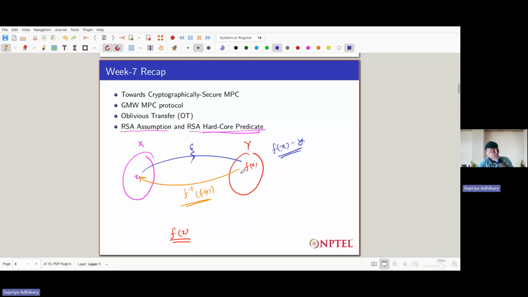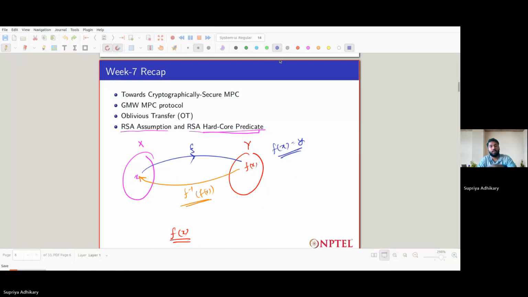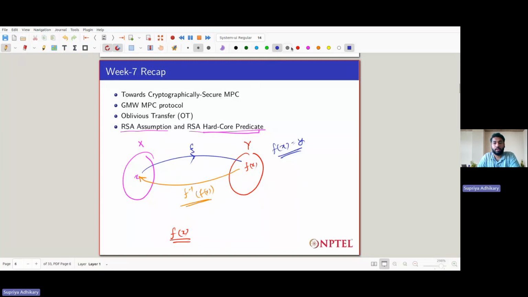With a one-way function, you cannot do this. Rather than saying you cannot do this, it is much more accurate to say that with negligible probability an adversary can compute x given f of x. So that is what a one-way function is.